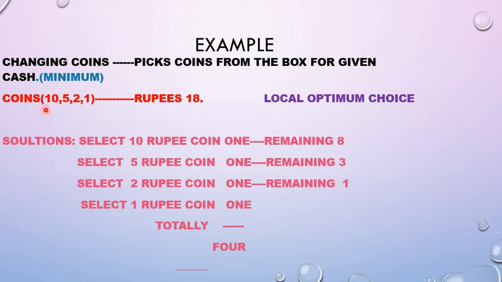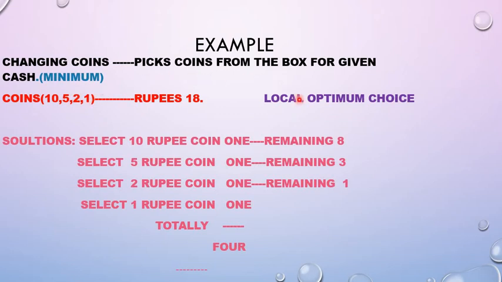The coins in the box are 10 rupees coin, 5 rupees coin, 2 rupees coin, and 1 rupee coin, and each type is infinite. So we can pick as many coins as we need. For what amount do we have to change? For 18 rupees, we have to change it into coins now.